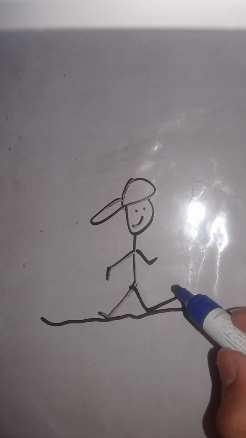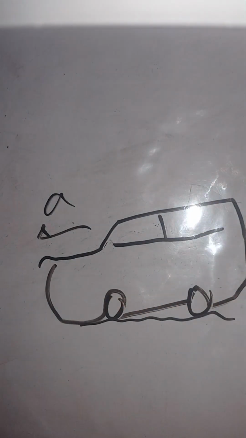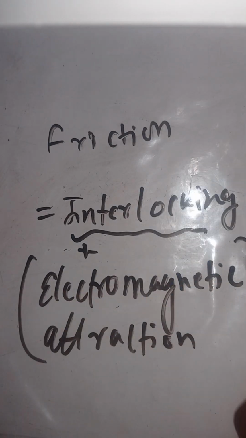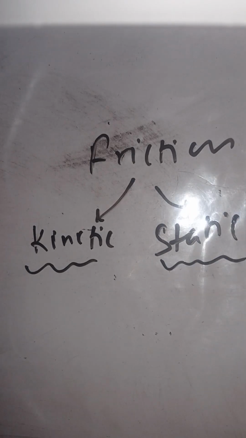So friction is that guy who helps us walk every single day. And friction also helps cars accelerate. Friction is not just interlocking, but also electromagnetic attraction between the charged particles of the surfaces. Now, there are two types of friction: kinetic friction and static friction.